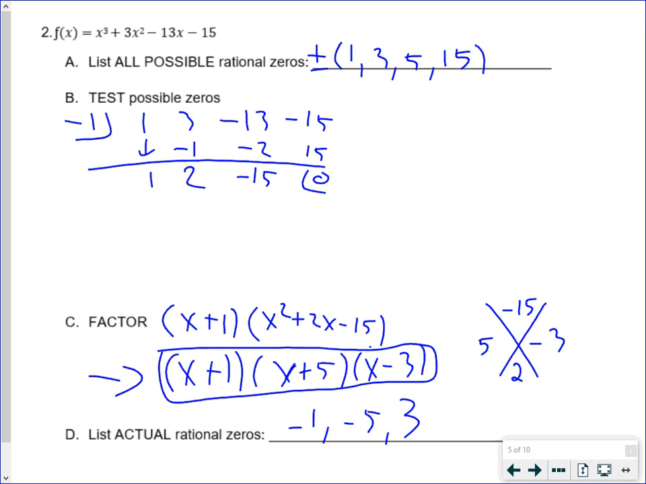All right. So our factored form is down there. That's boxed: x plus 1 times x plus 5 times x minus 3. And your actual rational zeros should be -1, -5, and 3. And like I said with B, if you used a different zero than I did, maybe -5 or 3, you would have gotten this. As long as you have the same answer, you did it correctly.